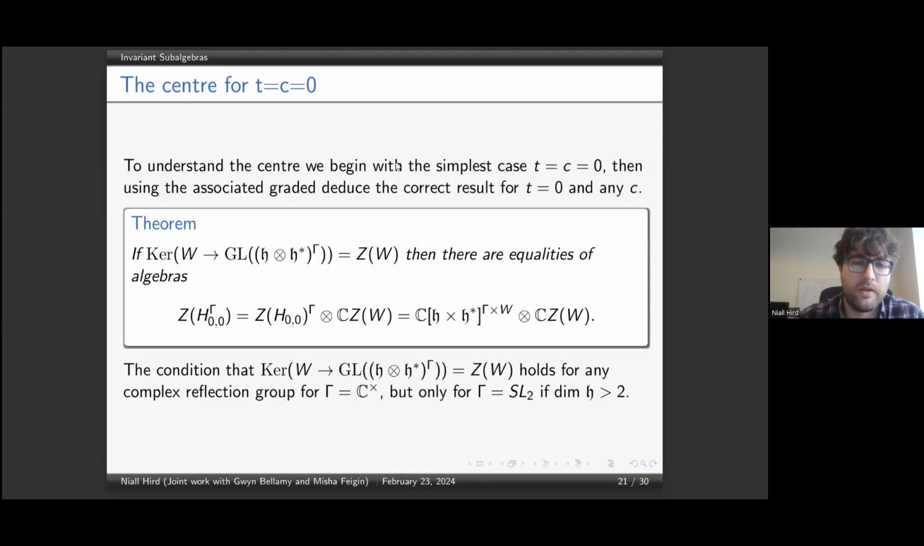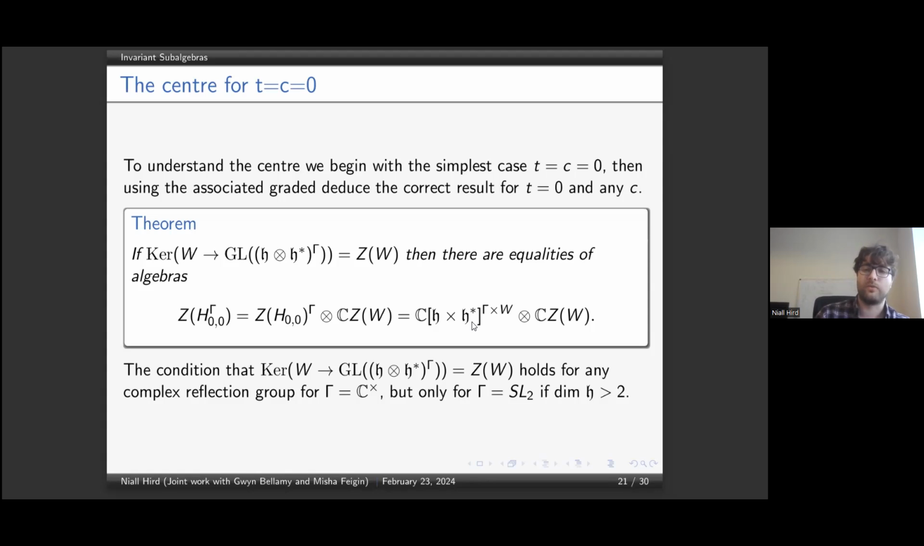So if the only thing that is in the kernel there, e.g., if the only group elements that fix everything that look like pairs of X and Y's is the center of the group, then we have these equalities. So this condition might look a bit awkward, but it's fine. It's not too restrictive. It holds for any complex reflection group as long as our reductive subgroup is C^x.